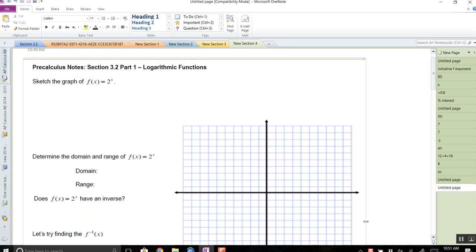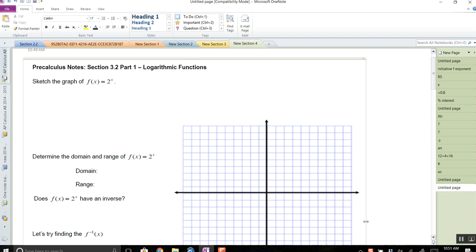So 3.2 part 1, logarithmic functions. You guys might remember doing this last year in Algebra 2, and logarithmic functions can seem a little bit abstract and kind of funky, especially in the notation. So in order to help you understand it better, let's start with something you're comfortable and familiar with.